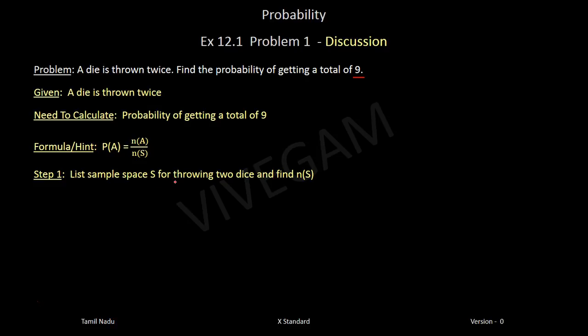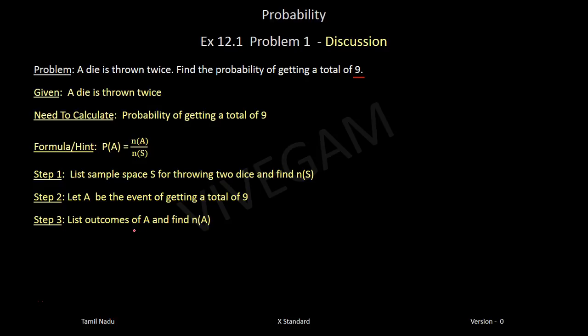Always, first step, list the sample space and find n of S. Then define event A. In this case, whatever we want to happen, we will define that as A. If you want the total to be 10, we will say A is the event of getting a total of 10. If you want 15, then we will say A is the event of getting 15. It goes on like that.